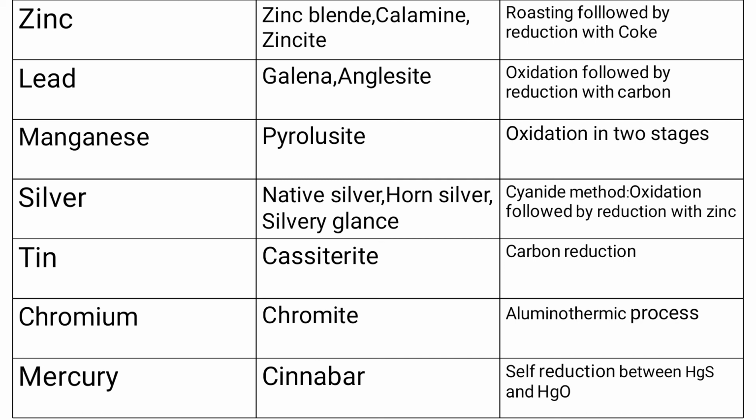Silver occurs as native silver, horn silver, and silver glance, and it is extracted by the cyanide method, in which oxidation is followed by reduction with zinc. Tin exists as cassiterite and it can be extracted by carbon reduction. Chromium occurs as chromite, and it can be extracted by the aluminothermic process. And finally, mercury exists as cinnabar, and it can be extracted by self-reduction between HgS and HgO. Thank you.